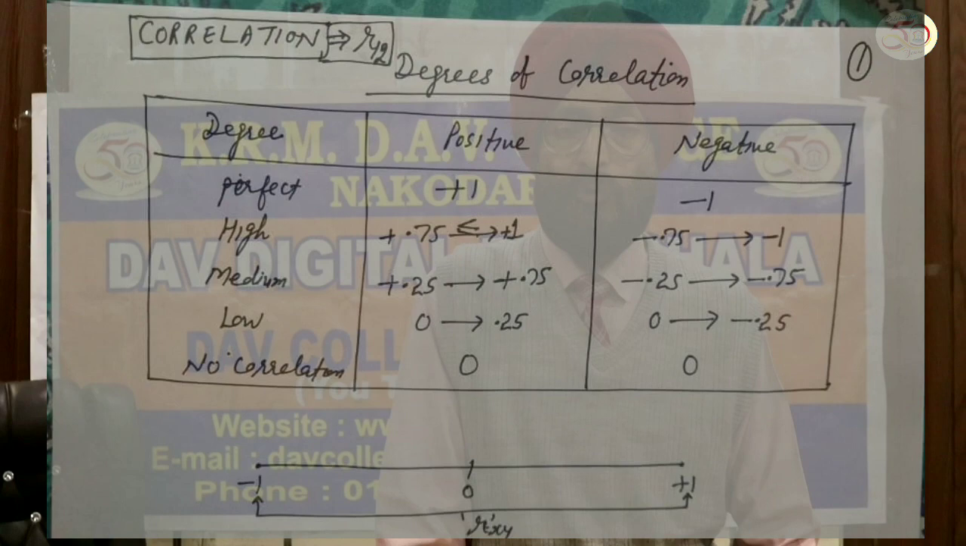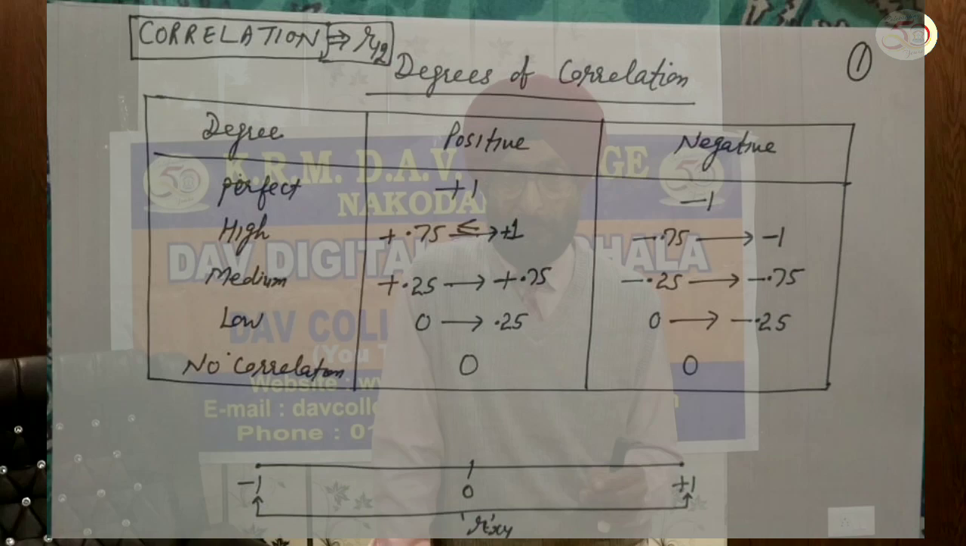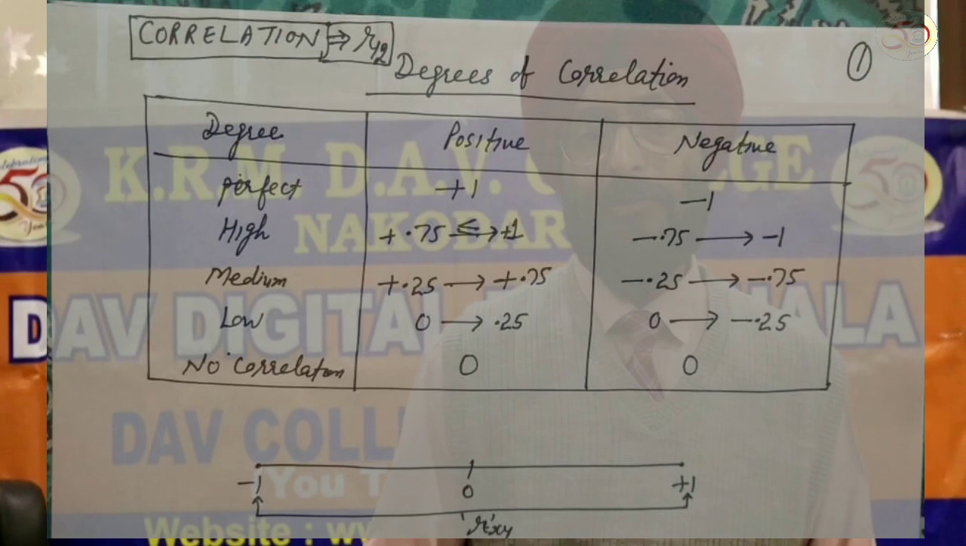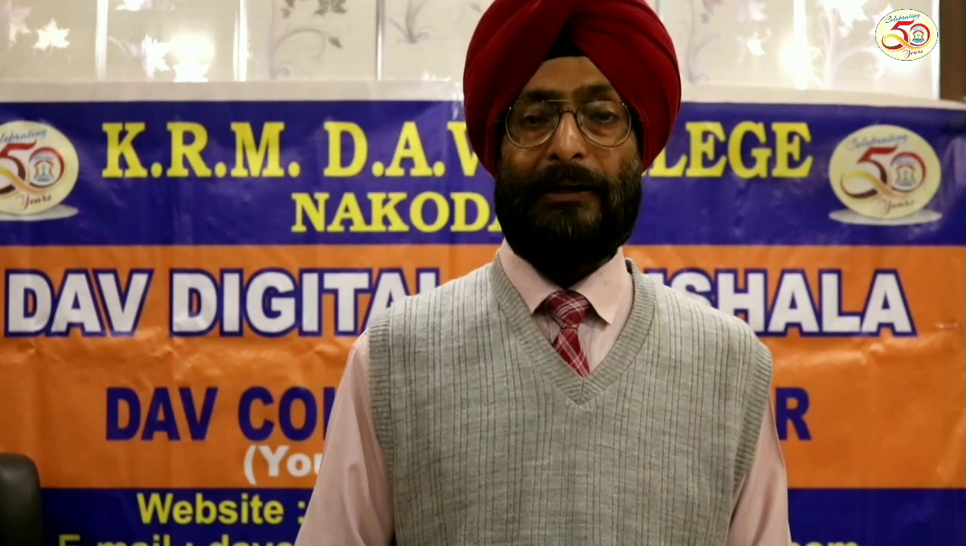Next point comes. Now, degree of correlation varies from minus 1 to plus 1. Correlation can be 0, can be 0.5, can be minus 0.5, can be 1. If it is 1, we say it is perfect positive correlation. If it is minus 1, we say it is perfect negative correlation. If it is 0, we say there is no correlation.